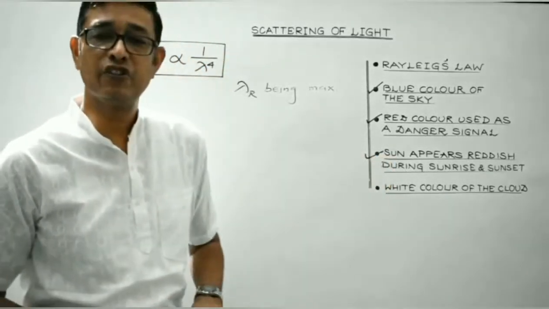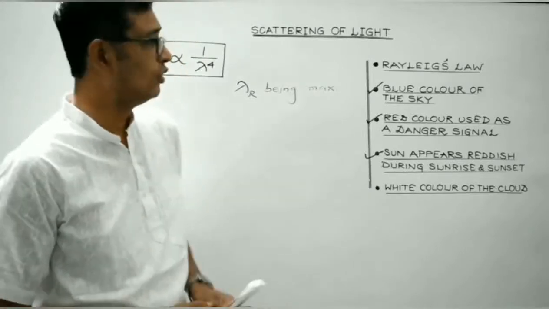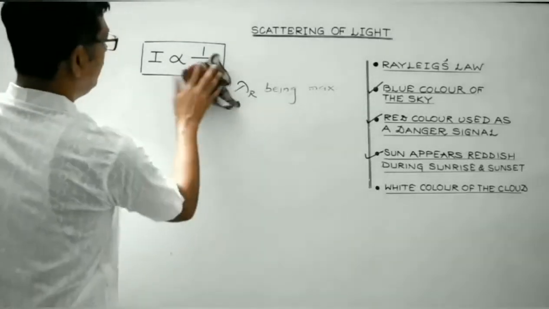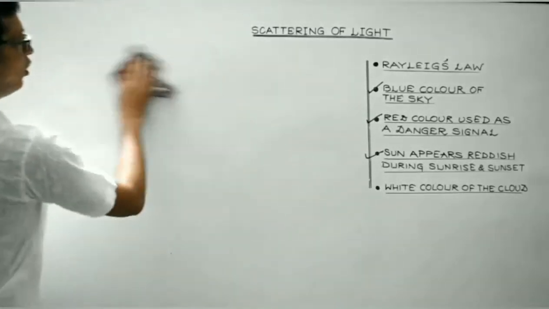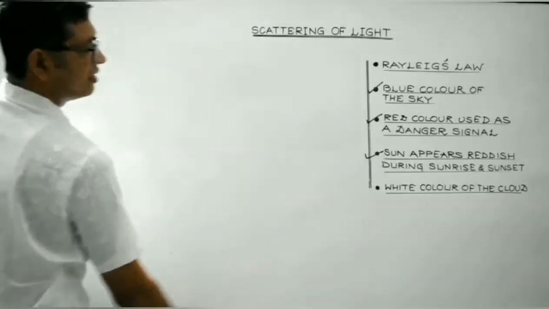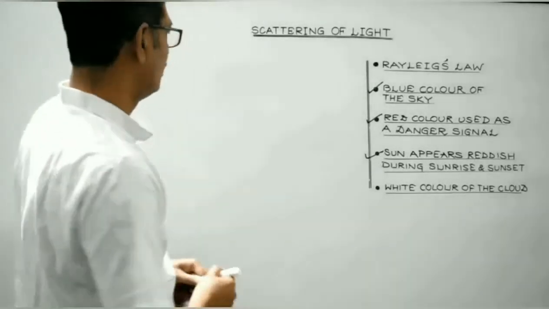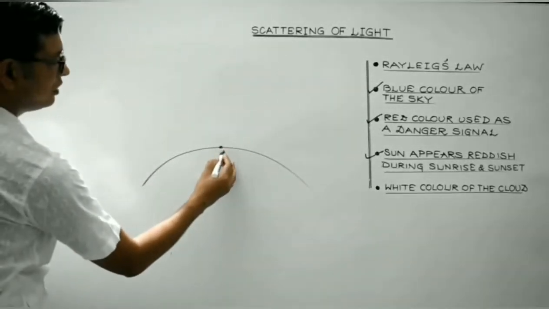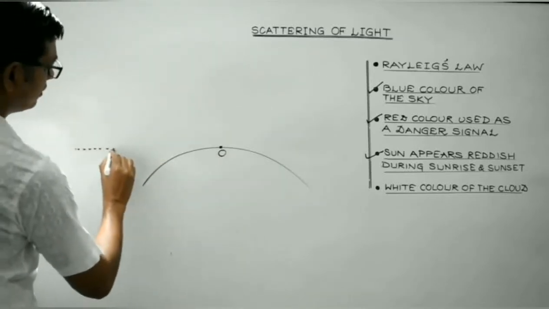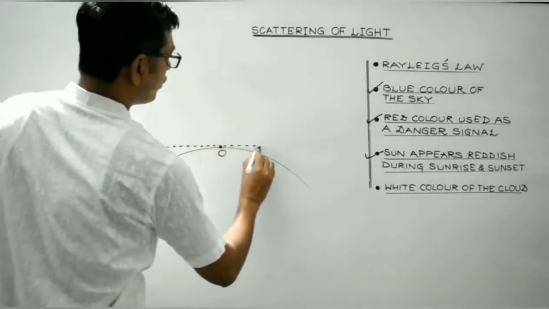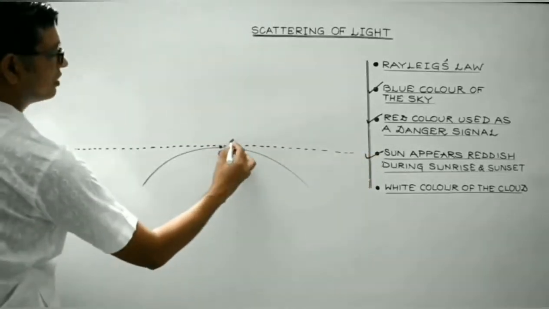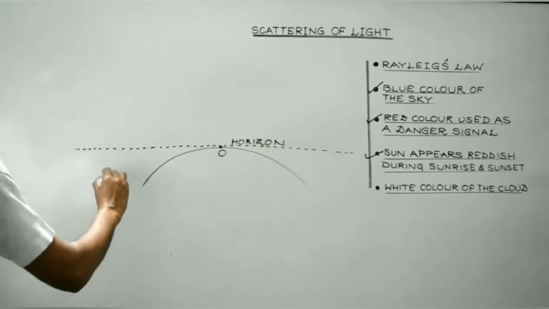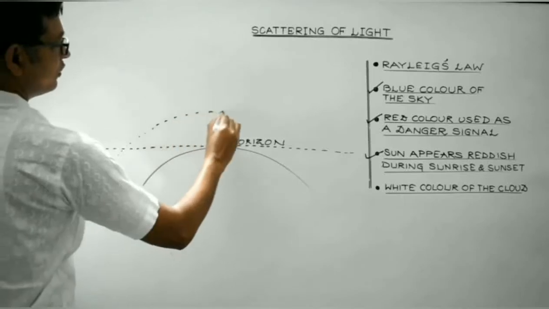Sun appears reddish during sunrise and sunset. I will explain this with the help of a diagram. We are all aware that during sunset or sunrise, the sun is near the horizon, right? So it can be shown diagrammatically in the following manner. Suppose this is the observer, and this is the horizon, represented by the dotted line, tangent at point O. And suppose this is the Earth's atmosphere.